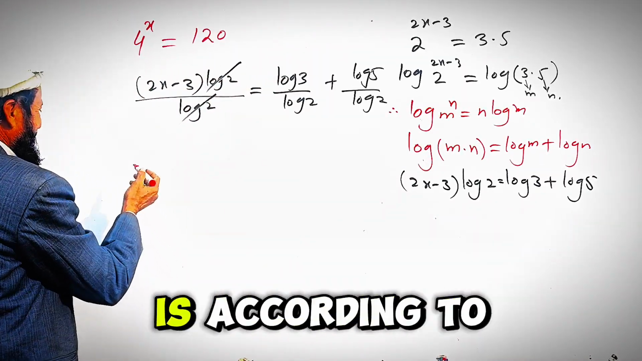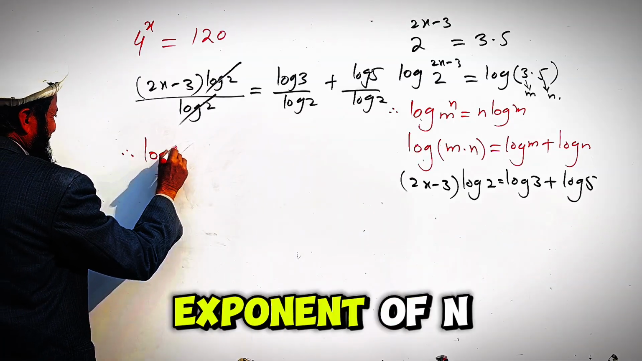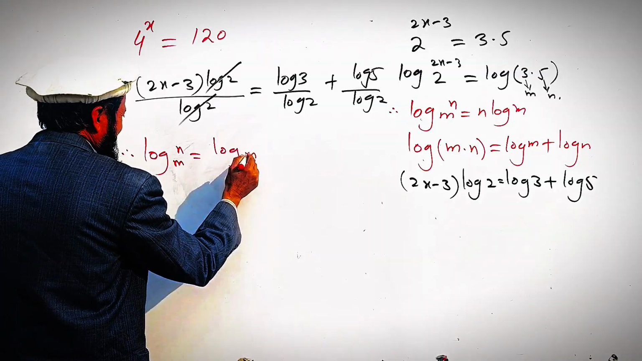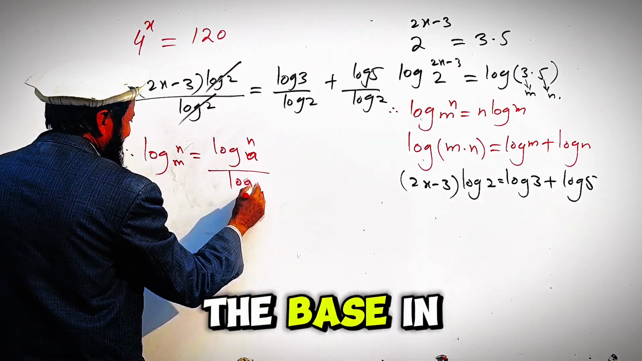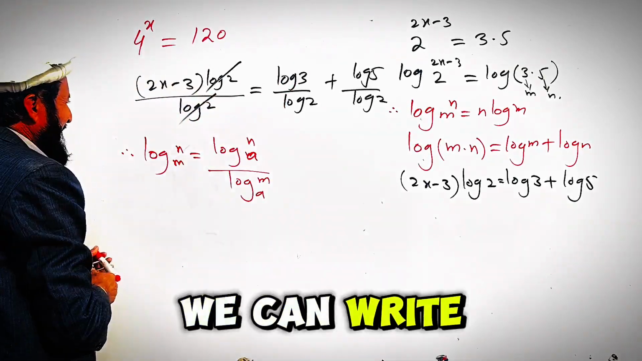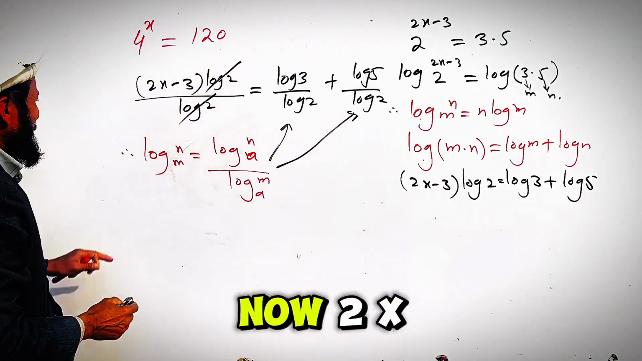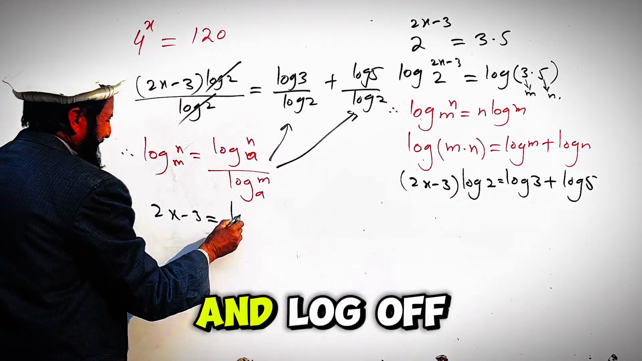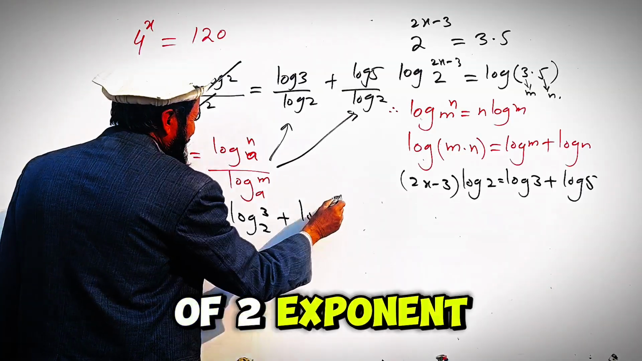Here the base law is, according to this rule, log of m exponent of n is equal to n log of m, where a is the base and m is the argument. According to this law, we are trying to open this term. We can write these two terms, the first one and also this one. Now 2x minus 3 is remaining, and log of 2 exponent of 3 and log of 2 exponent of 5 is remaining.